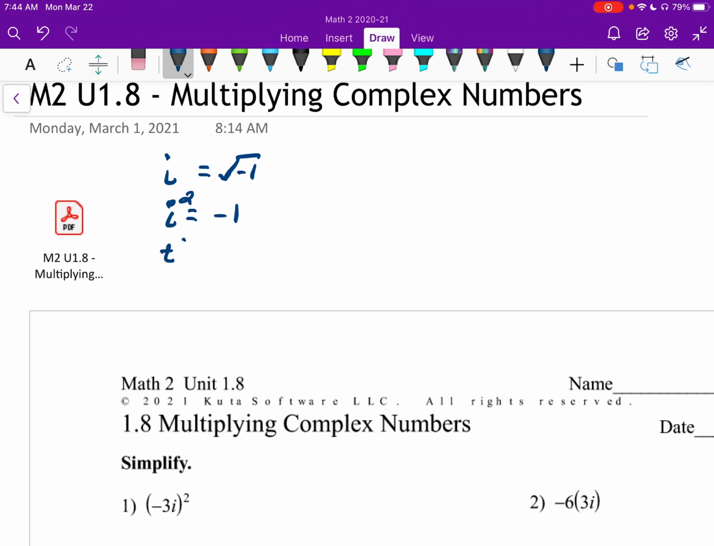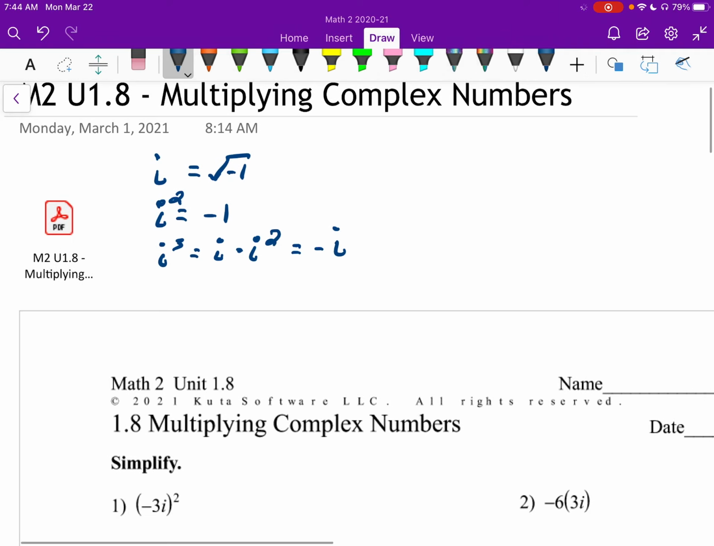What would i cubed be? That's a tough one, isn't it? i cubed would be i times i squared, right? Which would be i times -1, so that would be negative i. i to the fourth is i squared times i squared, so -1 times -1, so 1.